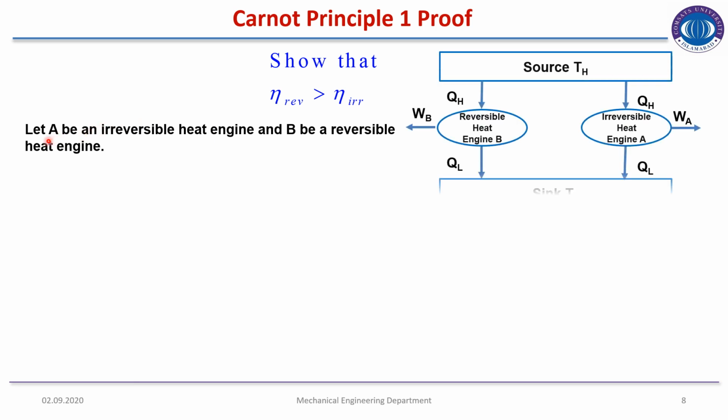So let A be an irreversible heat engine and B be a reversible heat engine. On the right hand top corner you can see we have two heat engines. A is the irreversible heat engine, on the right hand side, and B is the reversible heat engine, on the left hand side. Both heat engines are connected to the same thermal energy reservoirs, that is, source temperature TH and sink temperature TL.